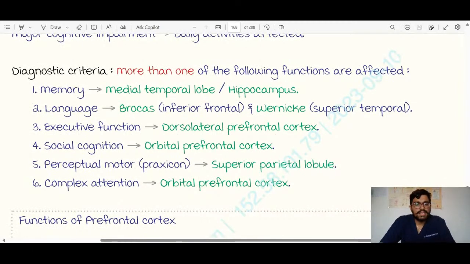In memory, the medial temporal lobe or hippocampus is affected. In language, Broca's area, which is inferior frontal, and Wernicke's area, which is superior temporal. You can know these well by watching the anatomy video and diagrammatic view of Broca's and Wernicke's area. Then executive function is the dorsolateral prefrontal cortex, social cognition is the orbital prefrontal cortex, perceptual motor is praxis, the superior parietal lobe, and complex attention, orbital prefrontal cortex.